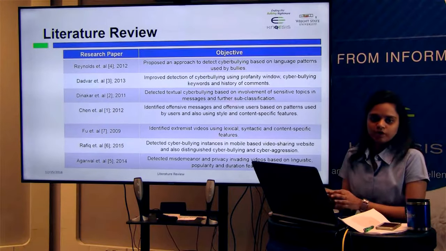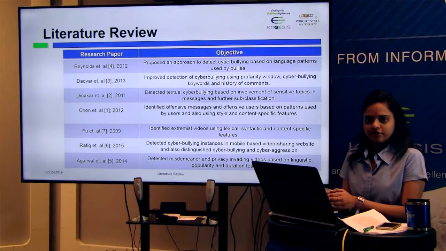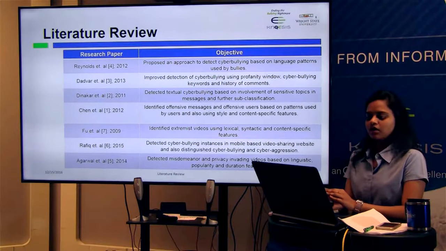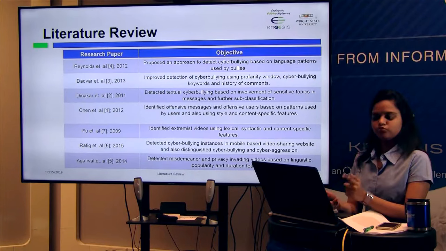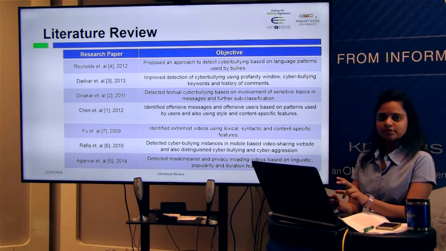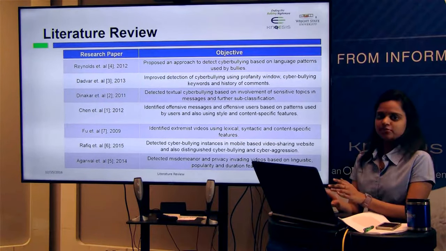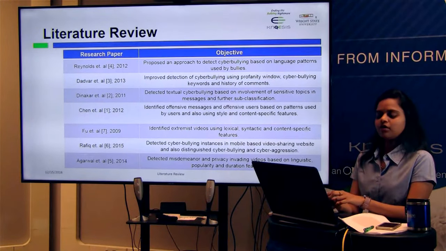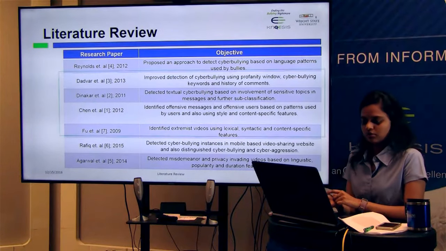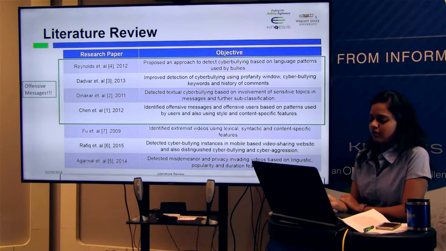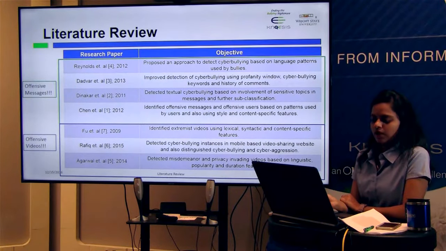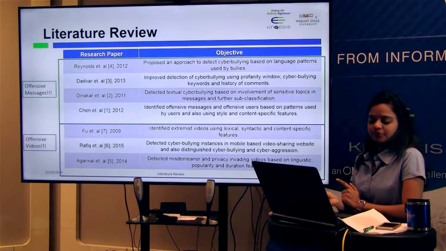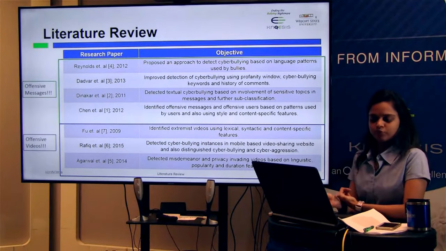Before going to our approach, we define some of the related works that focus on detecting offensive users and also offensive text. These related works are broadly classified into two categories. The first four works describe detection of offensive messages in various social media. And the later works describe detecting offensive videos. For now, I'll be discussing two of the significant works: one on offensive messages and one approach to detect offensive videos.